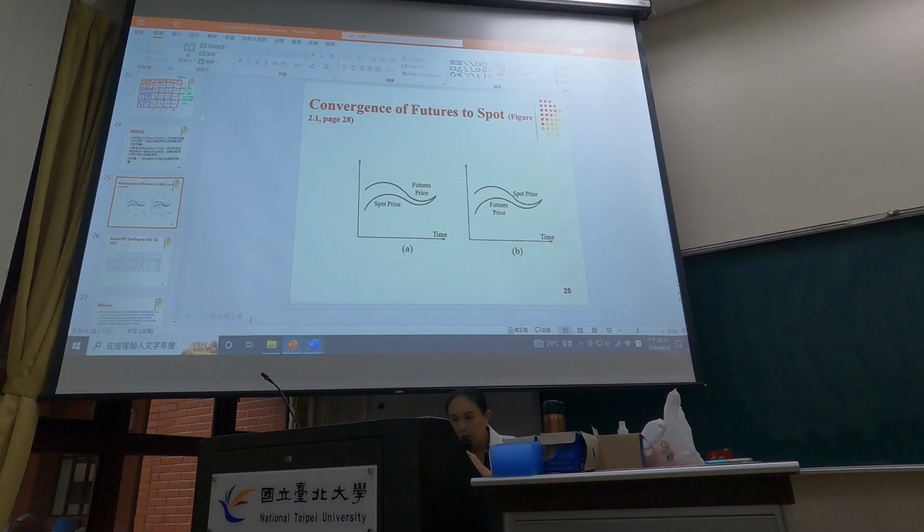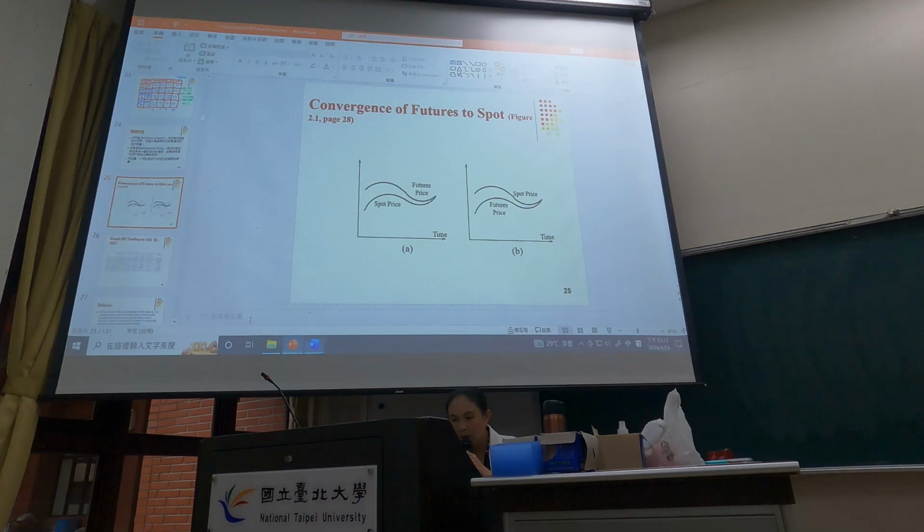Especially in the financial derivatives, mostly interest rate is positive, okay? So as a consequence, F0 equals S0 e^(RT), obviously will be higher than S0, agree? Because the interest rate is positive.